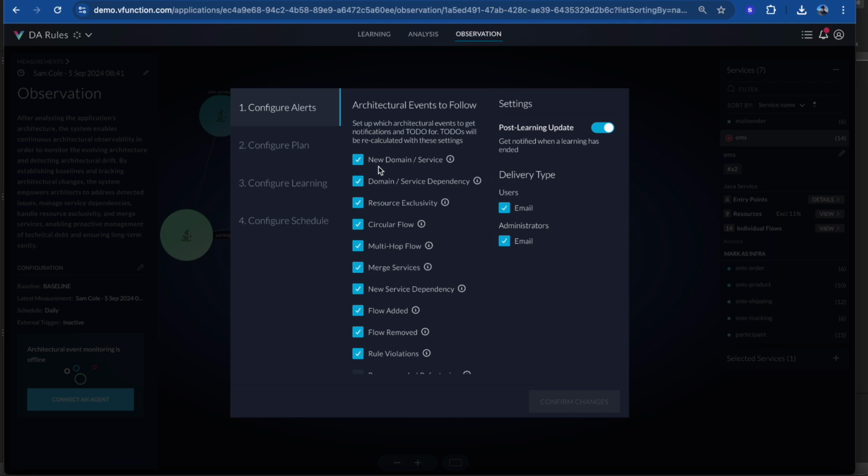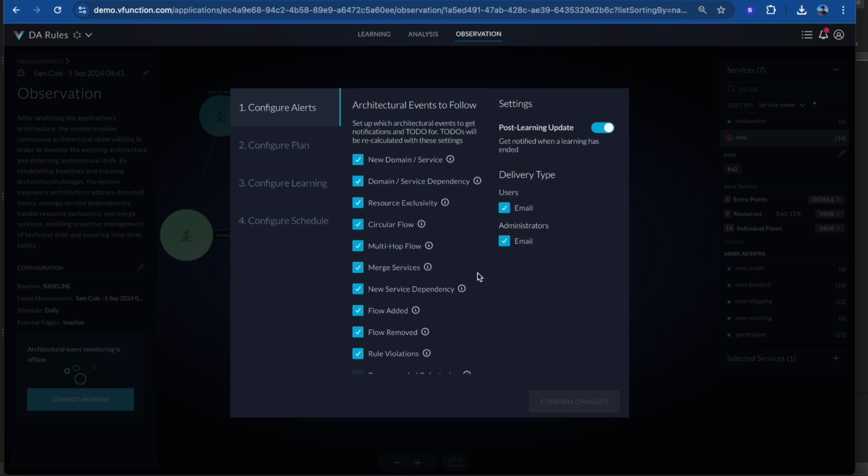For example, when there's a new domain or service, when there's a new dependency, or when a resource exclusivity changes. That means that a database table now is being accessed by multiple services, which wasn't the case before. When a new circular flow is identified, when multi-hop flows are identified, when services maybe ought to be merged. So that is an example of services that rely on the same resources and have similar API calls. The system will surface those and recommend maybe merging them in order to simplify the system. Obviously, it will simplify deployment, and it will improve performance. It essentially helps you combat the microservices sprawl problem and remove duplication.